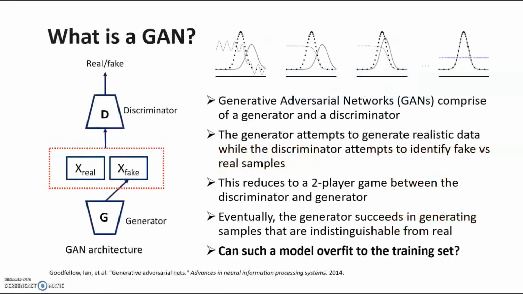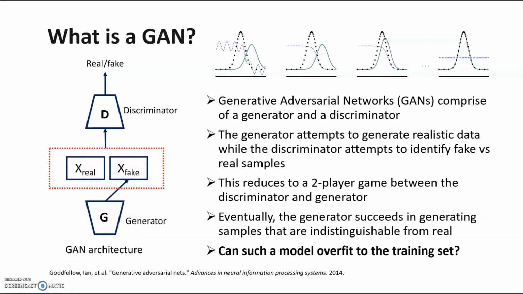Okay, so let's take a quick diversion to first define what a GAN is. GAN stands for Generative Adversarial Networks. Generative Adversarial Networks are a broad family of generative machine learning models, and they usually comprise two machine learning modules, a generator and a discriminator. The goal of the generator is to attempt to generate realistic data, while the discriminator attempts to identify fake samples from real samples. So the process of training these two modules reduces to a two-player game between the discriminator and the generator, and eventually the generator succeeds in generating samples that are indistinguishable from the real, or in other words, it learns the distribution that the real samples are drawn from.